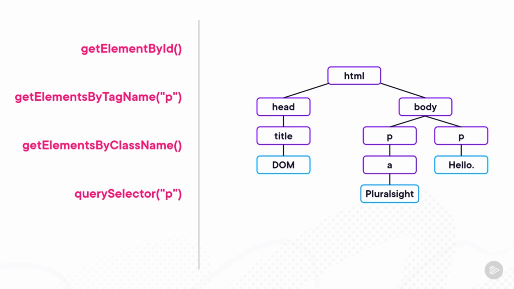querySelector returns one element, and that's the first one that matches. So in our example, querySelector of P returns the first P node in our tree structure, even though there is another paragraph as well.